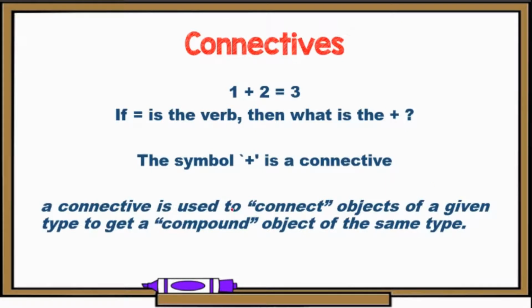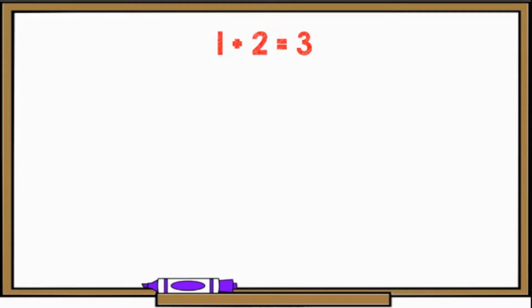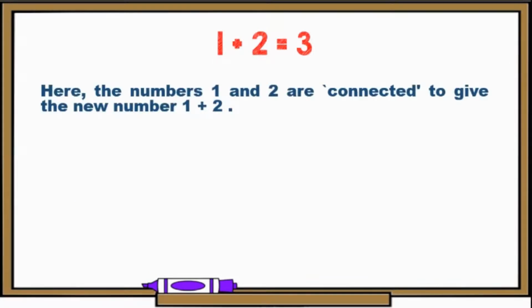So, a connective is used to connect objects of a given type to get a compound object of the same type. So, si 1, this is an expression. Si 2, another expression. Pag isinama natin sila, magkakaroon na tayo ng compound na expression. So, they are connected by the symbol plus. And it will give a new value of 3.